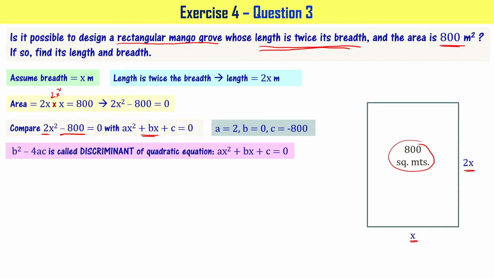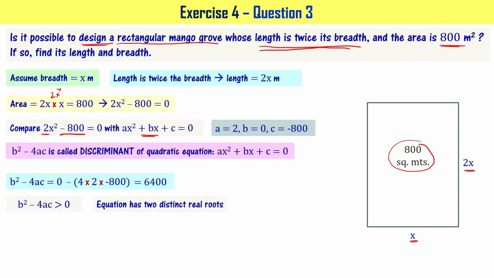Now let me find the value of b square minus 4ac. This is the discriminant of the quadratic equation, right? If b square minus 4ac value is greater than or equal to 0, then we are going to have real roots, right? Then only the design is feasible. We can say that. So b square minus 4ac is going to be 0 minus 4 times 2 times minus 800, right? This can be written as 6400. B square minus 4ac is equal to 6400. This is greater than 0. That's why we can say that the equation is going to have two distinct real roots.